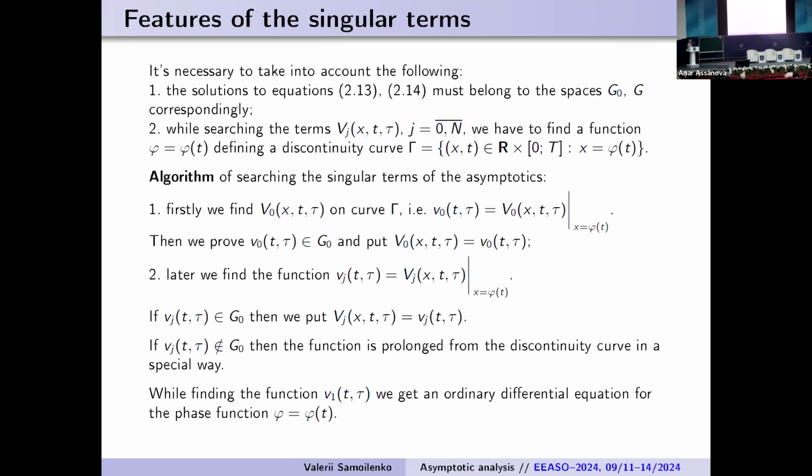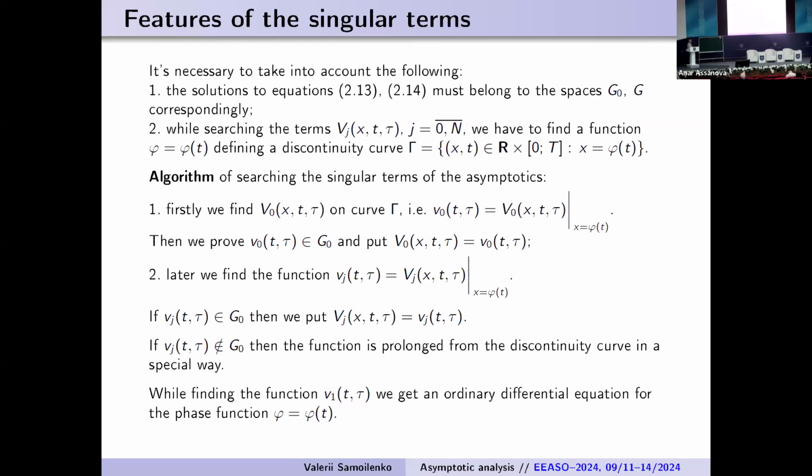This function is determined during the solution of some specific equation, and the equation for the determination of this function is a consequence of solvability of a particular equation in special spaces, G sub 0 and G. This is the first remark.